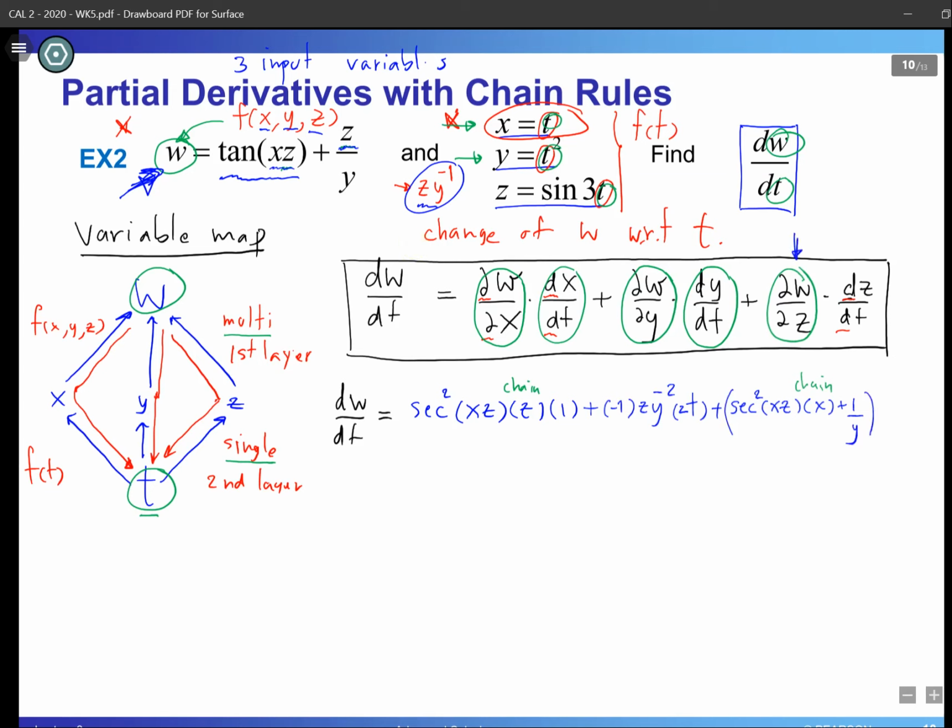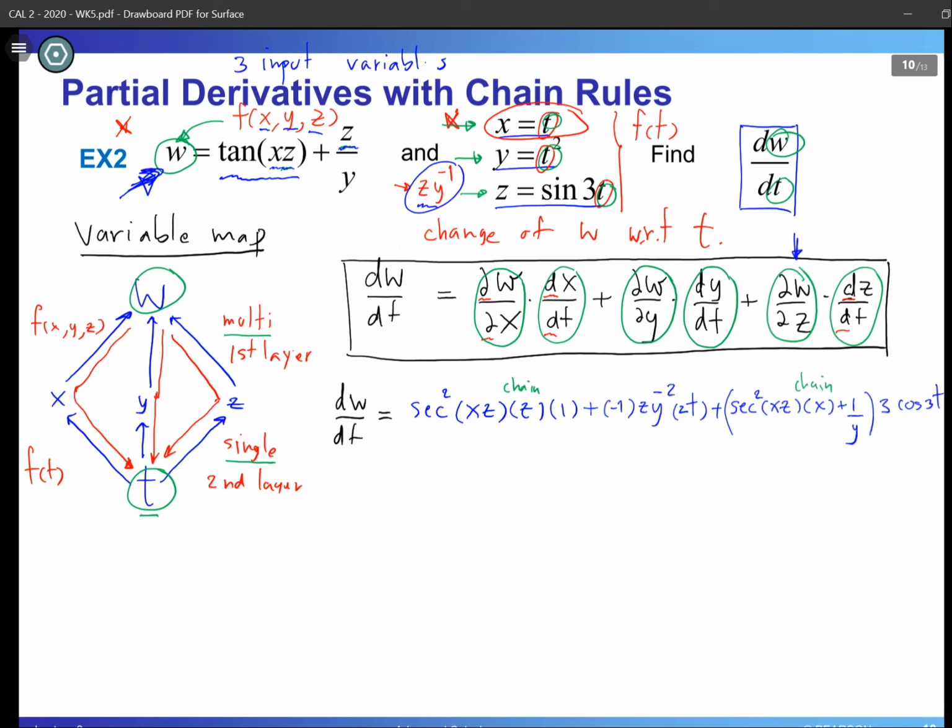Okay, now let's move to the last one, dz by dt. I need to differentiate this with respect to t. So differentiate sine 3t with respect to t, I am going to get 3 cosine 3t. So put it right here, 3 cosine 3t. Alright, just enough space.